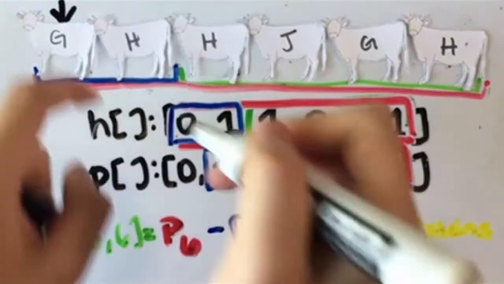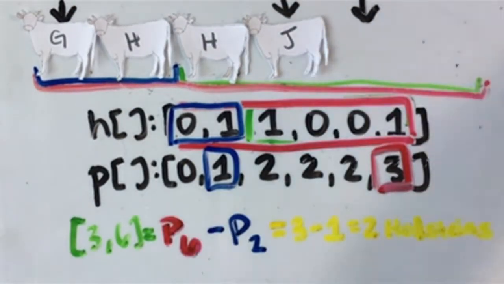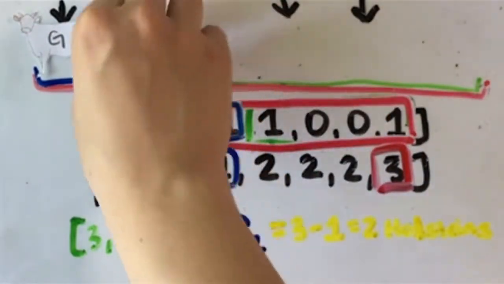We can just apply the exact same process to find the number of Guernseys and Jerseys. That's it! Hopefully you were able to understand how we can apply 1D prefix sums to solve problems like these.